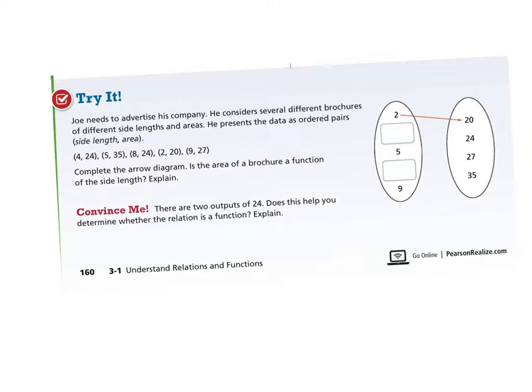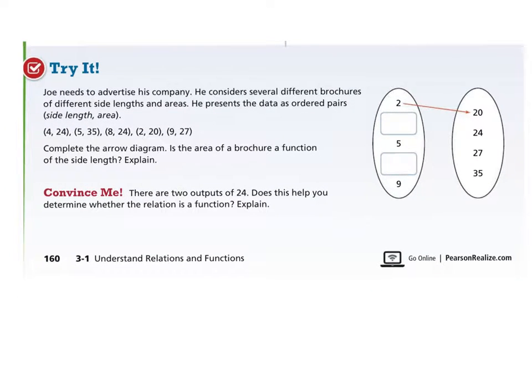So basically we're just taking the points they give us. The first point is (4, 24). On the left, these are my inputs. I don't see a 4 there yet, so we can put a 4 there. And that's going to go to 24. So we draw an arrow from the 4 to the 24. 5 goes to 35. 8, I don't see an 8 yet, so we need to write an 8 as an input. 8 goes to 24. 2 goes to 20. They've already got that arrow drawn. And 9 goes to 27.